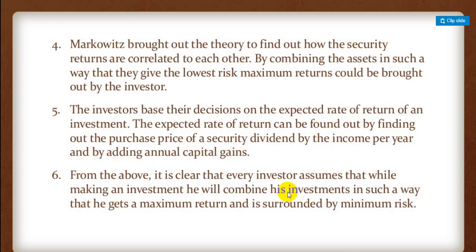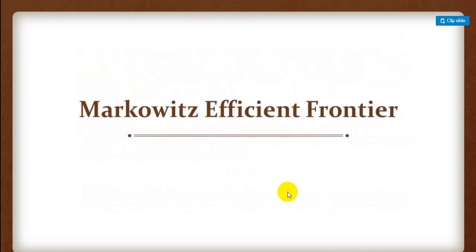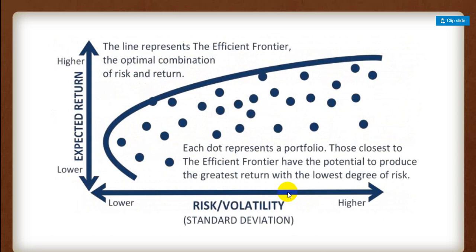An investor assumes that while making an investment, he will combine his investments in such a way that he gets a maximum return with a minimum risk. So minimum risk and maximum returns, that was the main idea. Now we are going to talk about the efficient frontier.